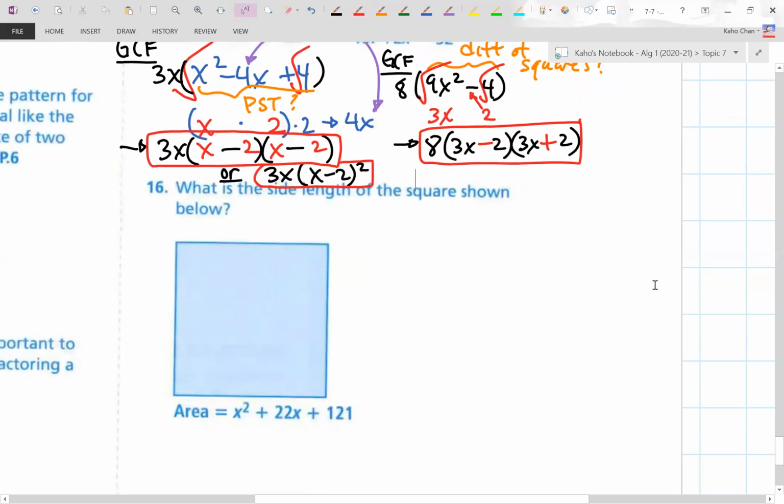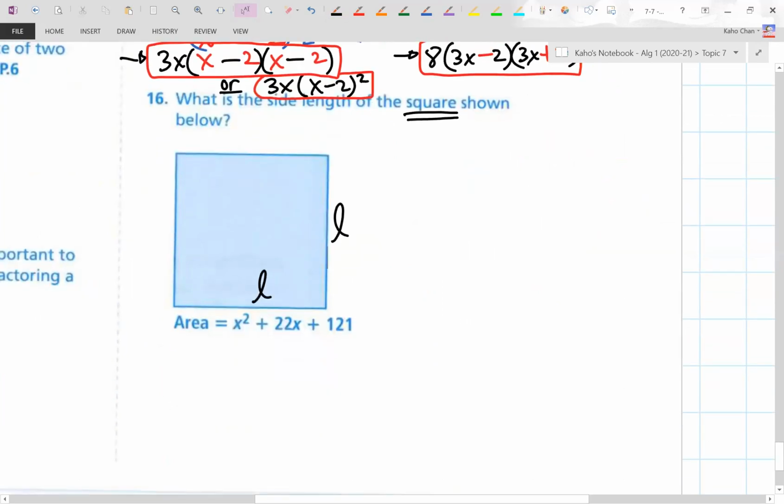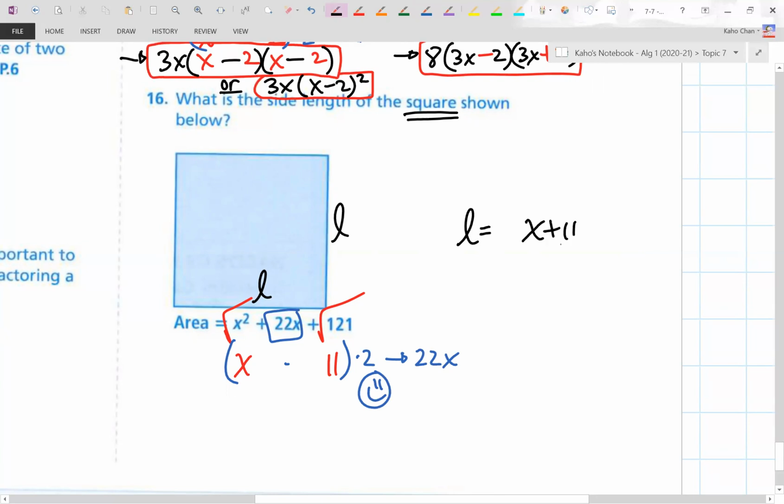This is an interesting visual problem. What is the side length of the square shown below? They literally tell you this shape is a square, meaning the lengths are the same. Something times itself is x squared plus 22x plus 121. Because it is a PST possibility, if you square root the outer terms and double that product, you will get 22x, the middle term right there. So it is, ladies and gentlemen, the lengths are x plus 11. There's your answer right there, okay? Yay, that is your side length.